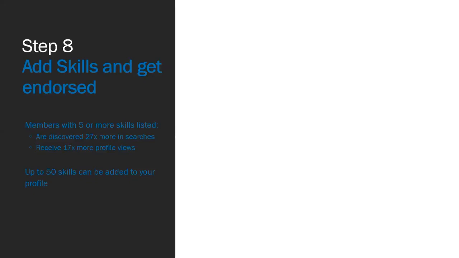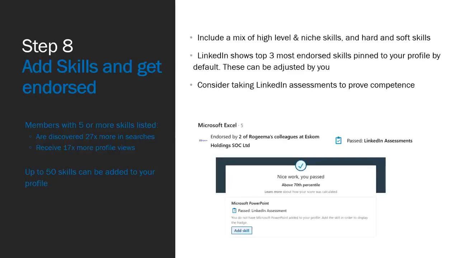They want to know, what skills do you have? So you want to include a mix of high level and niche skills, as well as hard and soft skills. You don't just want to include technical stuff. You also want to include some of the people stuff, like maybe client management or negotiation skills and things like that. Those are the softer skills, but they're very, very important in business.